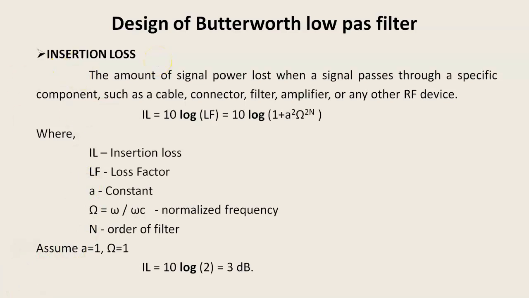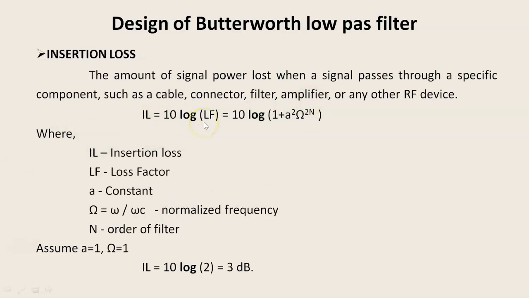Insertion loss is an essential parameter in RF systems as it directly affects the overall signal performance. It refers to the amount of signal power lost when a signal passes through a specific component such as a cable, connector, filter, amplifier, or any other RF device. Insertion loss is typically expressed in decibels. That insertion loss is denoted as IL.